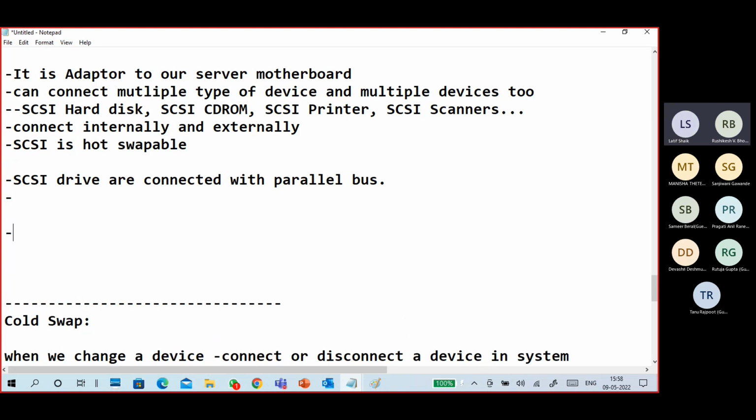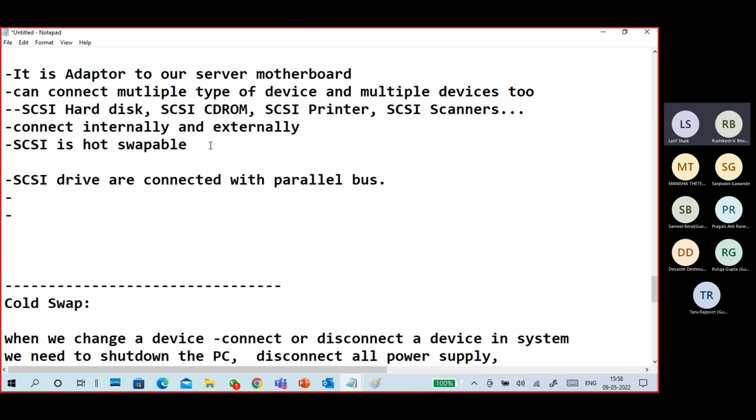Pausing, since there are so many things now, so slowly we'll go. SCSI drives are connected to a parallel bus. It is hot swappable, fully hot swappable. Okay.